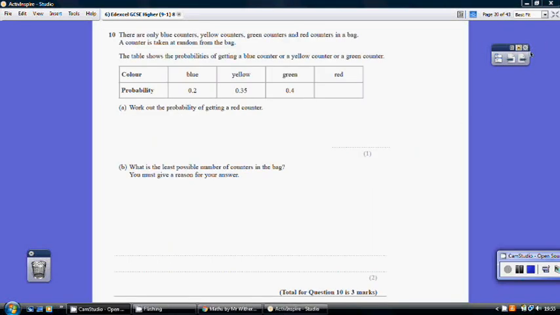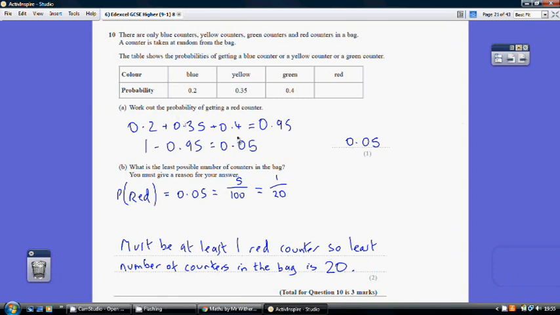Question 10. So part A, I think probably the easiest question on the paper. What's the probability of getting a red? Well, the probabilities have to add up to a whole. They add up to 1. So add these 3 together, we get 0.95. Deduct that from a whole, we get 0.05.